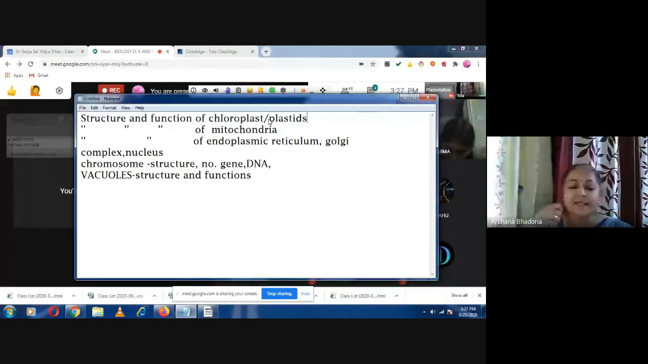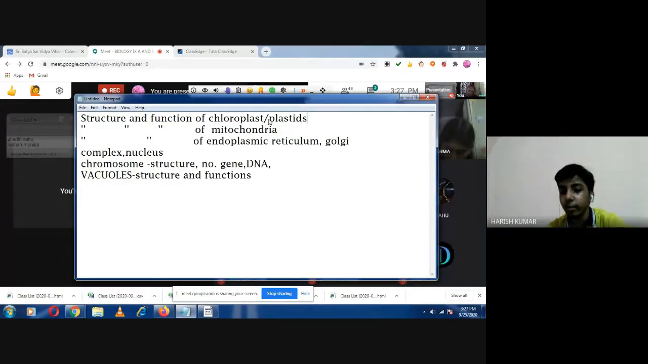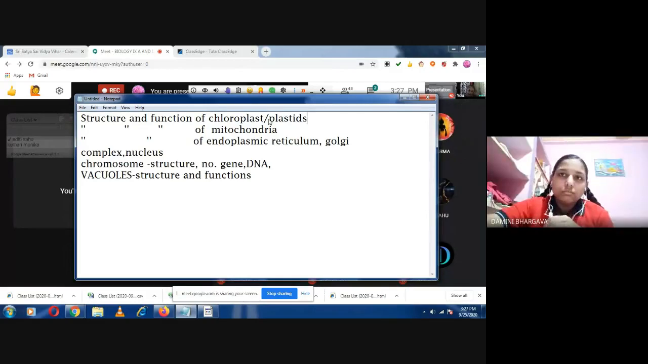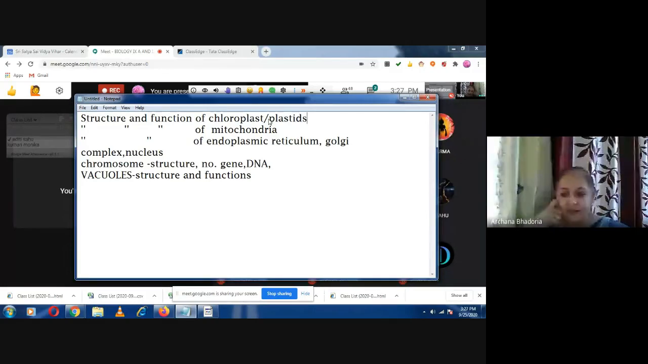Okay, someone is asking about the second question. Can anyone tell the second question? Structure and function of the cell wall. Cell wall, correct. Structure and functions of cell wall. All have noted now.